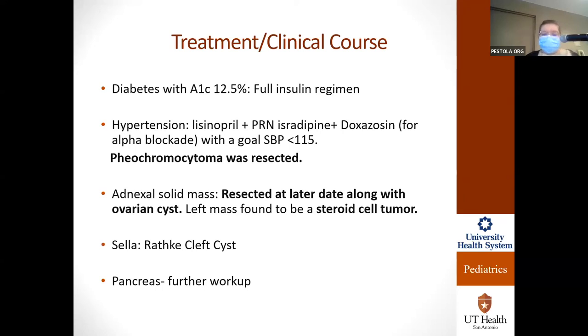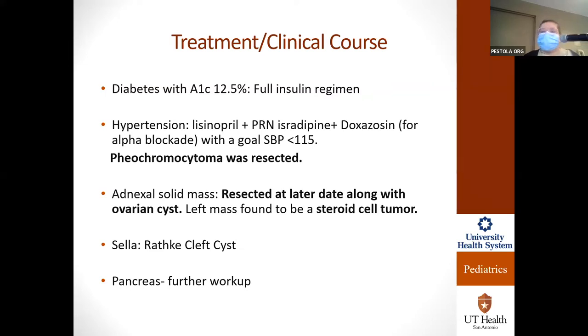All right, so I want to take a moment to go over the patient's clinical course up to this point. Now, as I said initially, her A1C on admission was 12.5, and so she was started on a full insulin regimen. For her hypertension, she was started on lisinopril. But when the findings were more suggestive of a pheochromocytoma, we switched her to doxazosin for alpha blockade, with the goal systolic blood pressure less than 115.